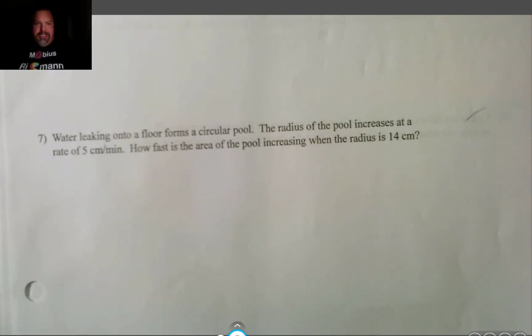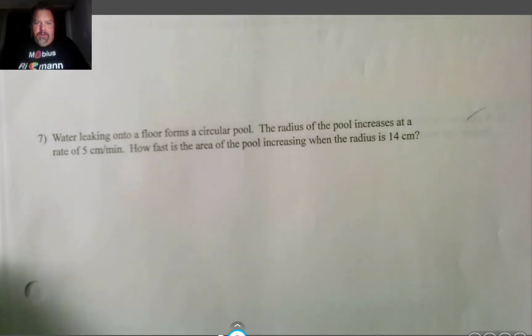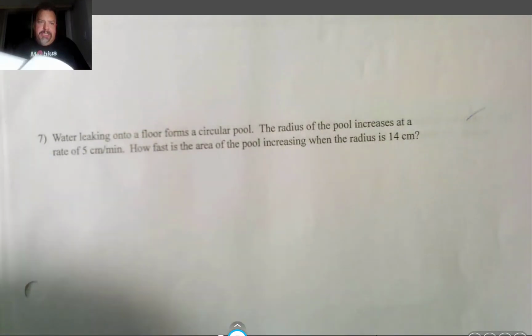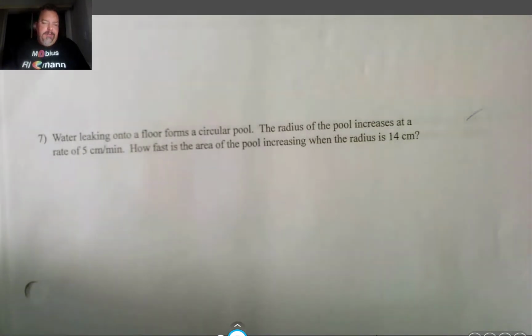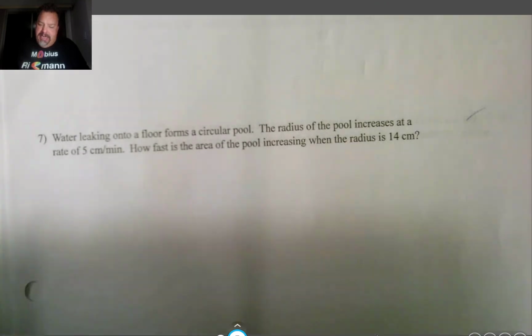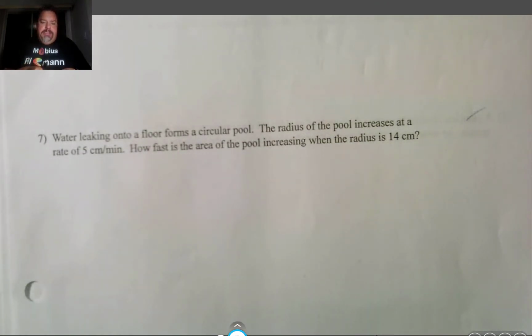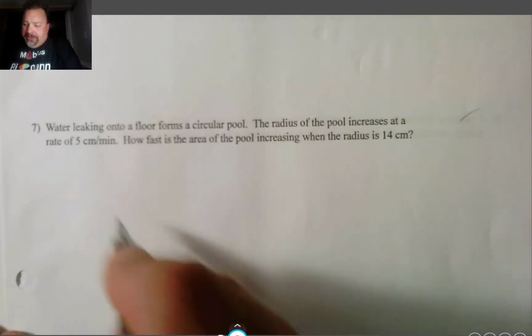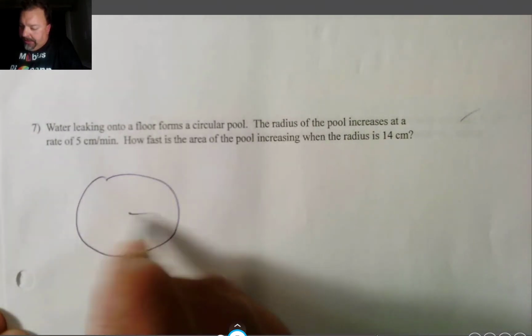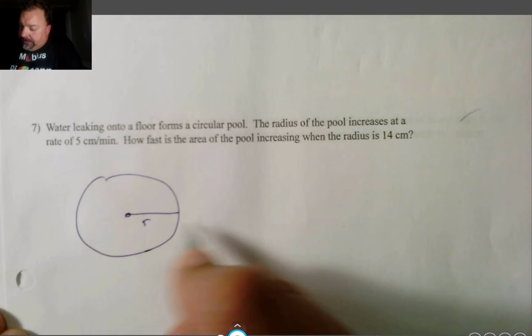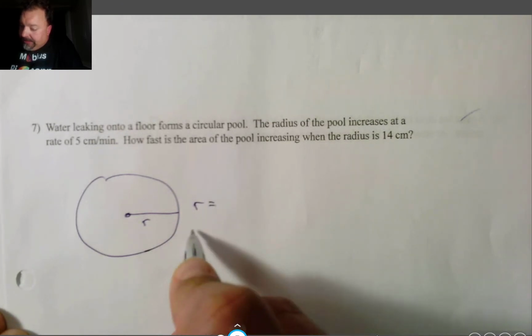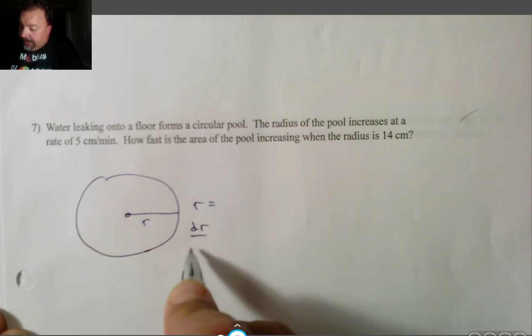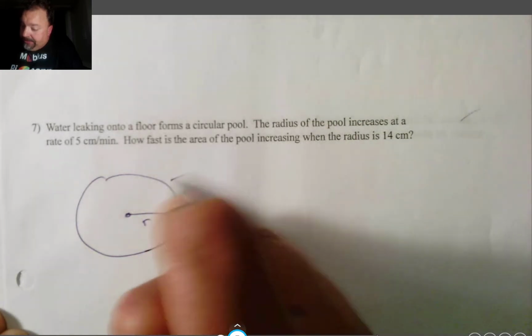So this one, if you read it, it says water leaking onto a floor forms a circular pool. The radius of the pool increases at a rate of 5 centimeters per minute. How fast is the area of the pool increasing? So this has to do with a circle, and like with all these related rate problems, you want to draw a picture. The picture that you might draw is a circle with a radius, and that's r. And the r is going to change over time because the circle is getting bigger over time.